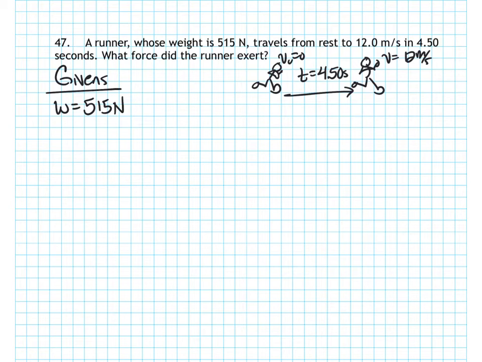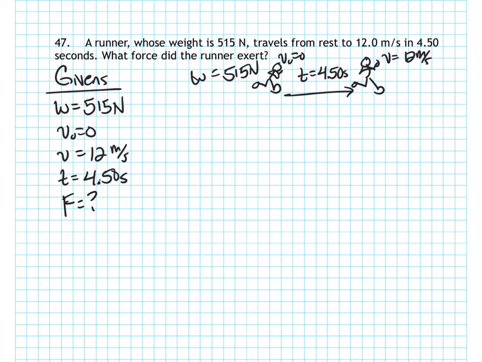All right, and of course I know his weight, which I really can't do on the diagram necessarily: 515 newtons. So at the beginning of the story, I know the initial velocity starts from rest. At the end of the story, he's going to be traveling at 12 meters per second. It's pretty fast, about 25 miles per hour. And the time is 4.50 seconds. All right, the question is, what's the force?